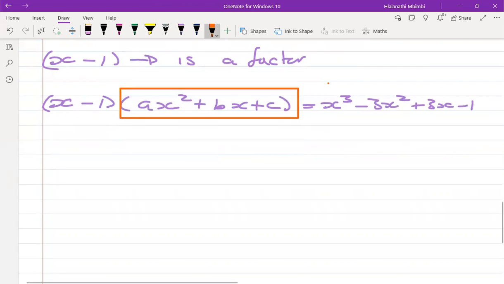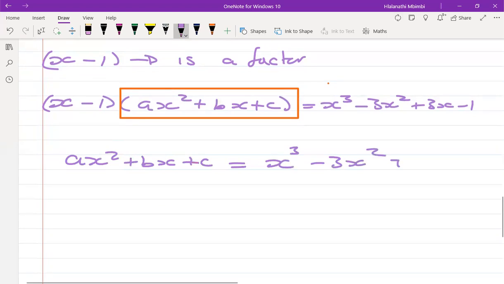But this is an equation on its own, right? So if you think about how you could find that, if you would have ax squared plus bx plus c, and you divide by x minus 1, you would have what I'm writing now.